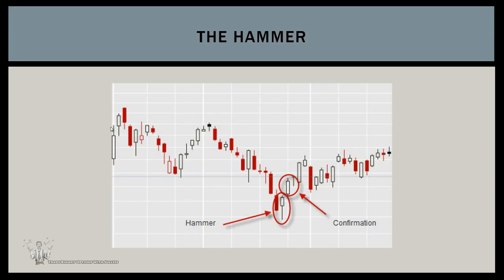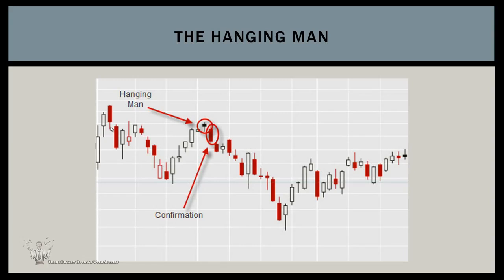So the order that we're looking for is, on a downward trend, we have our hammer pattern right here. Then we look for our confirmation. After that, it's showing you that yes, the pattern is reversing from a downward trend to a positive or upward trend.